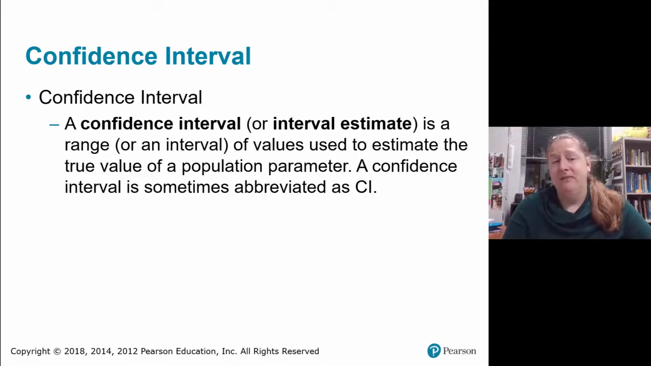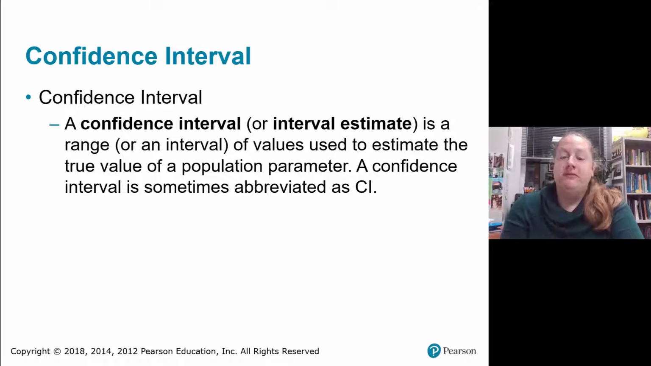Now let's talk about confidence intervals. A confidence interval, sometimes called an interval estimate, we'll probably be sticking to confidence interval here, is a range or an interval of values used to estimate the true value of a population proportion parameter. We sometimes abbreviate confidence interval with a capital C, capital I.